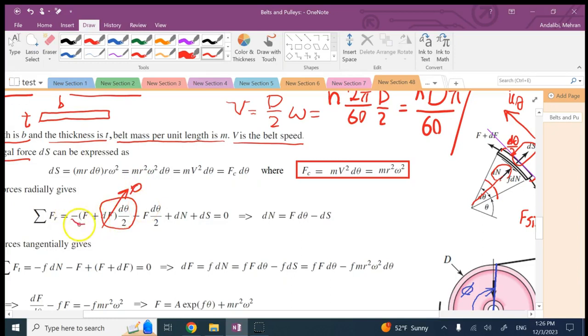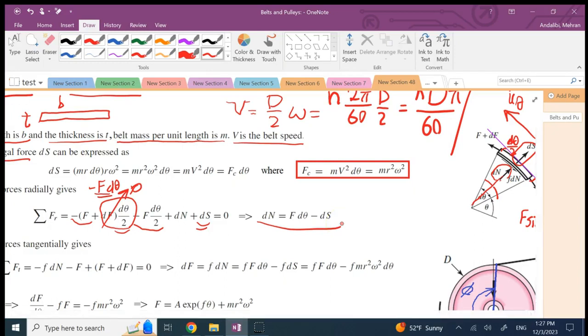Then you have one negative F d theta over 2, another negative F d theta over 2. So it's just going to be negative F d theta, and then dN and dS, equal to 0. You keep dN, take these two other terms to the other side, and you'll get this equation. Okay, so this is the result of the equilibrium in the r direction.